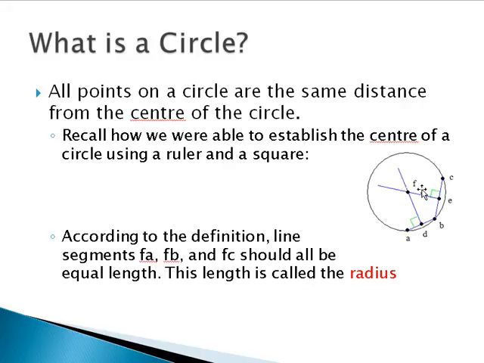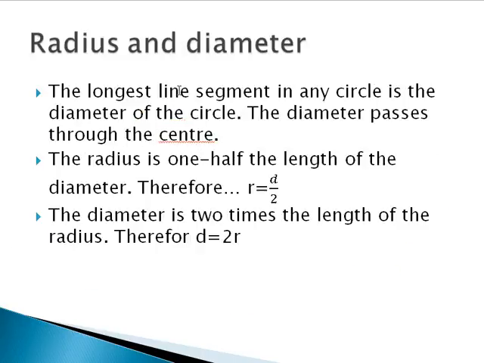And according to the definition, if we drew a line segment from F to A, or from F to B, or from F to C, they would all be the same length. That length is called the radius of the circle. This is just a little bit of review. So radius and diameter: the longest line segment in any circle is the diameter of the circle, and the diameter passes through the center. The radius is 1/2 the length of the diameter. Therefore, R is equal to D divided by 2. Remember, D over 2 means D divided by 2. R stands for radius, D stands for diameter, so radius is equal to diameter divided by 2.